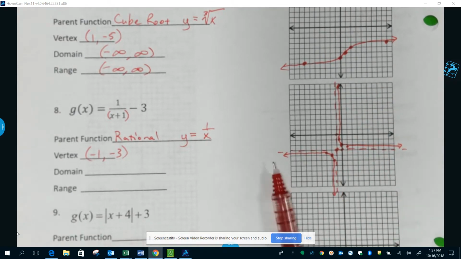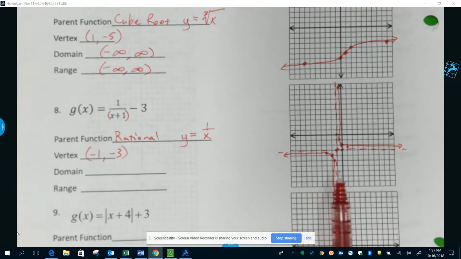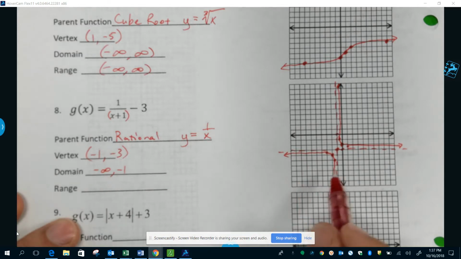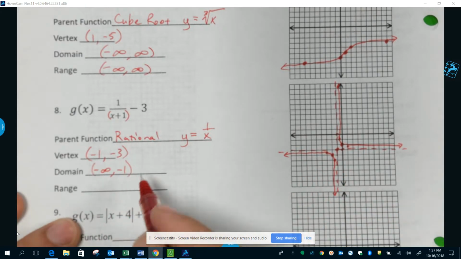So the domain here, going from left to right, we go from negative infinity, and this one works its way to the right. It does not cross over this asymptote. There's an invisible wall here. The asymptote is at negative 1. So it goes from negative infinity to the left, and negative 1 is the farthest to the right it can go. It does not touch the negative 1 because it's an asymptote, so it gets parentheses.